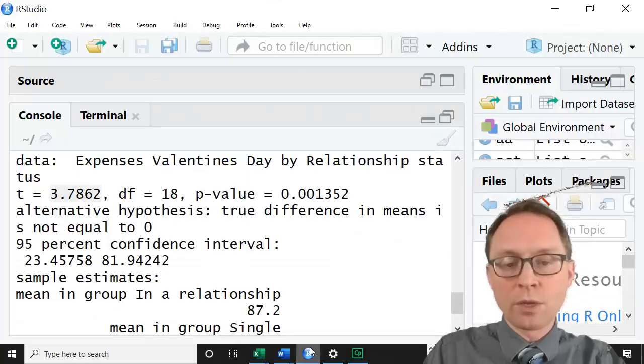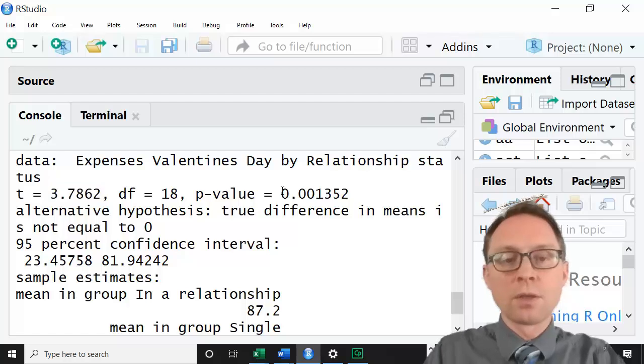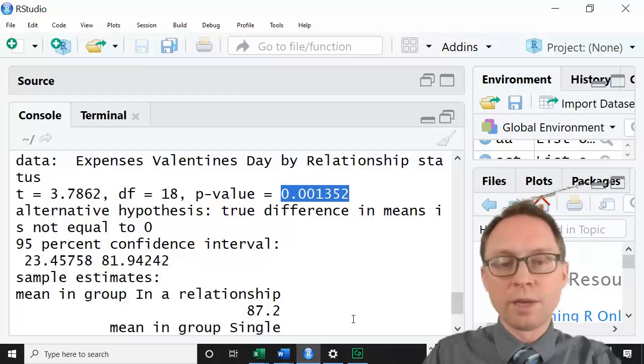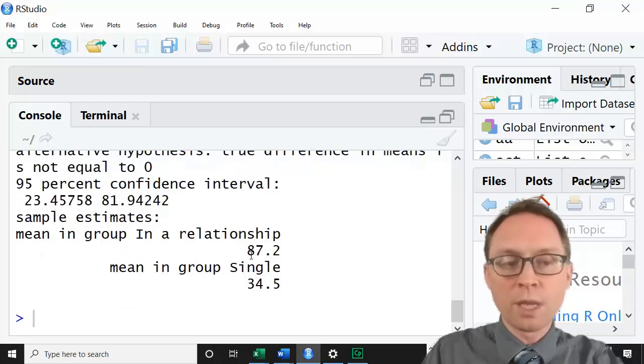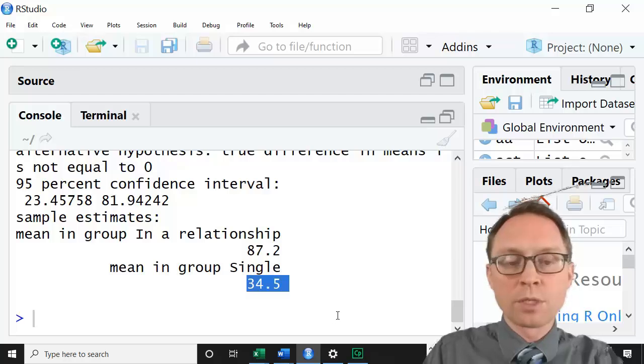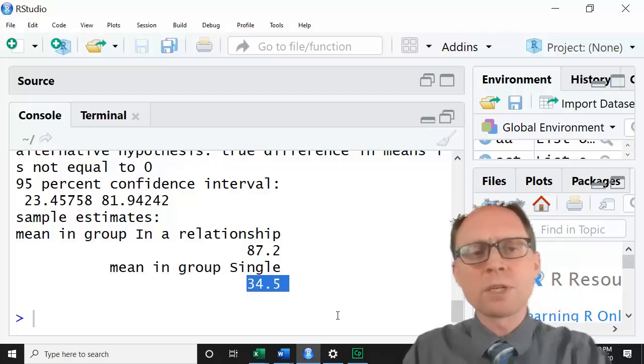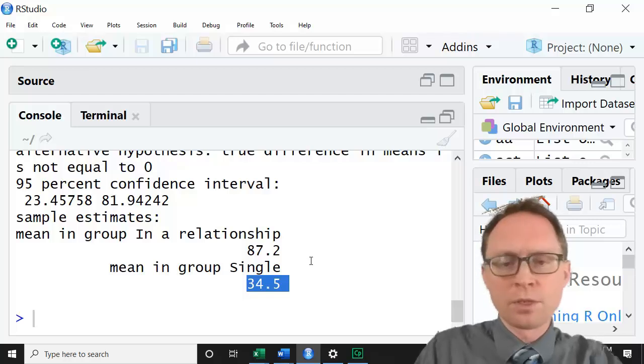The way you do it in RStudio is even easier. You look right there, there's the p-value. It is less than 0.05, and if you ever want to know, the mean of the people in a relationship is 87, the mean of the group that are single is 34. Check those means every time to make sure they're going the right direction, just like we did with the other ones. Okay.